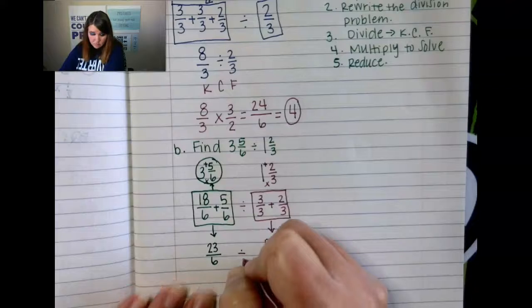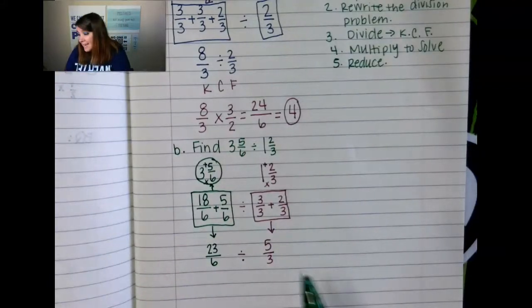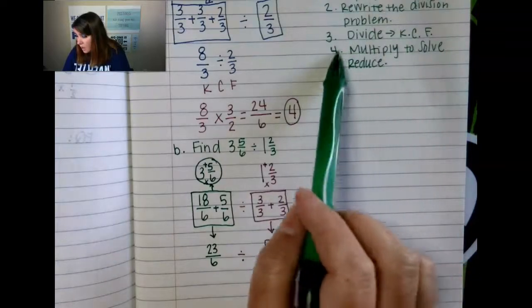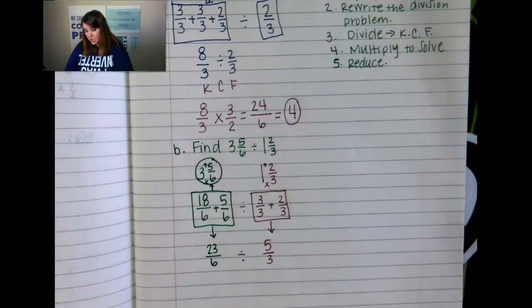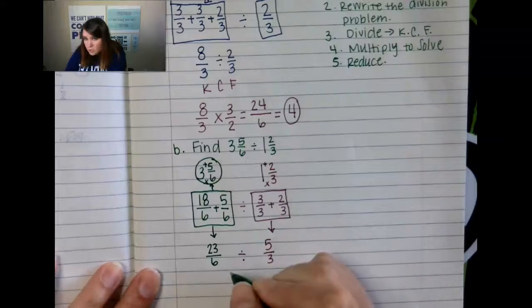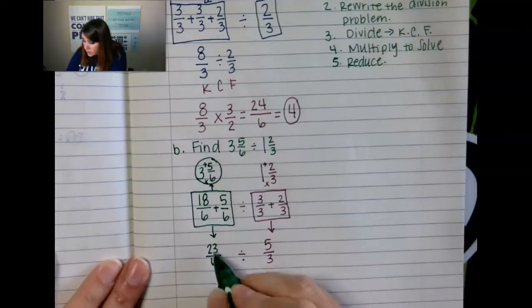Now I can divide those. Okay, my next step said that I needed to divide with a keep, change, and flip. So I'm going to keep, change, and flip these guys. Keep, change, flip. So I am going to keep this.